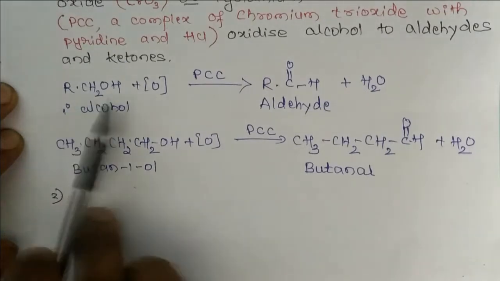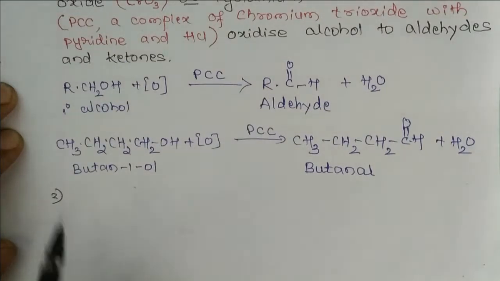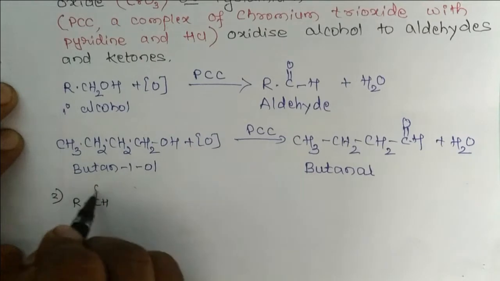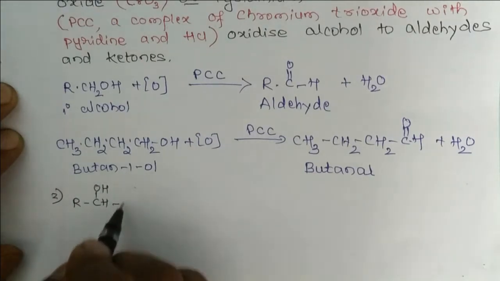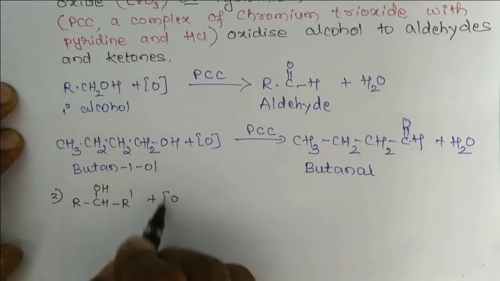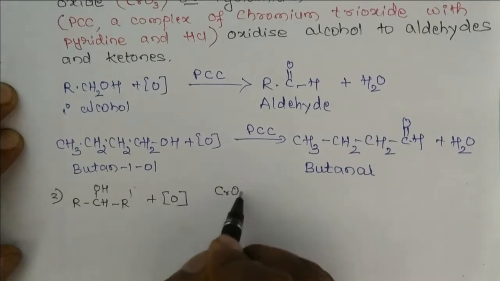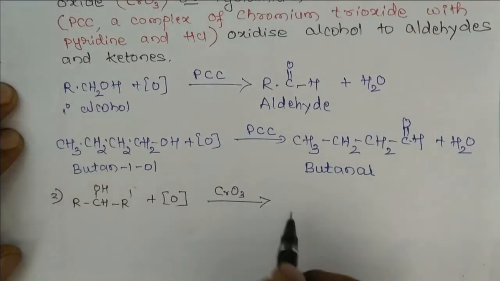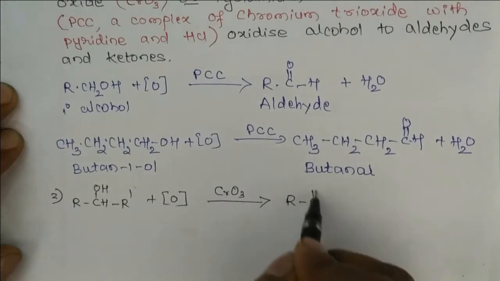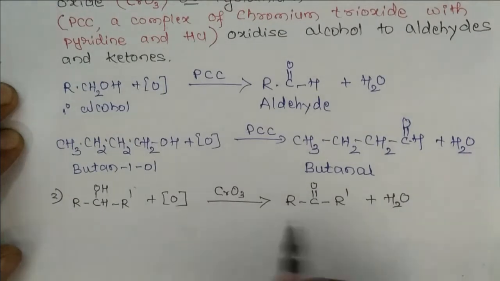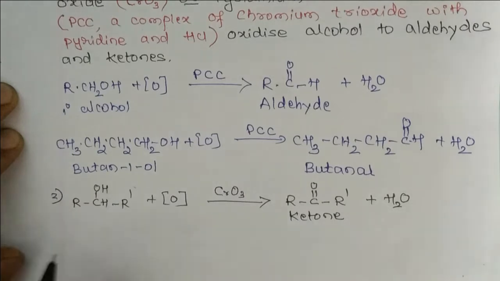Now, primary alcohols on oxidation give aldehydes. Now let us see the reaction with secondary alcohol. Secondary alcohol has general formula RCHOHR'. If it is subjected to oxidation using mild oxidizing agent, let us consider here CrO3, you are going to get a ketone. We can stop the reaction at ketonic level, plus H2O. This is a ketone. Here reaction doesn't proceed. Reaction stops at ketonic level.